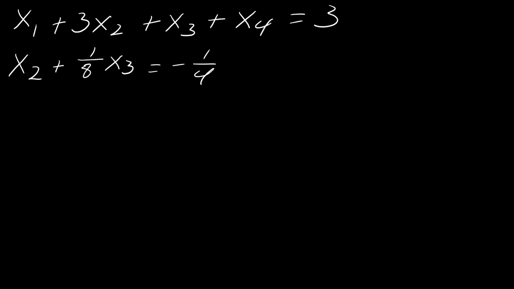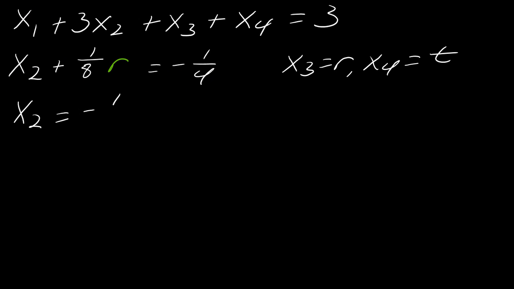Okay, and actually I'm just going to note to myself that my x3 was an r and my x4 was a t. The next thing I want to do is look at my x2 and replace it with my free variable. This is the one thing I like about naming your free variables: then you don't forget what's a free variable. So this now is going to be an r. Then I can really easily solve for my x2. So my x2 in this case is now going to be negative 1 over 4 minus 1/8 r.